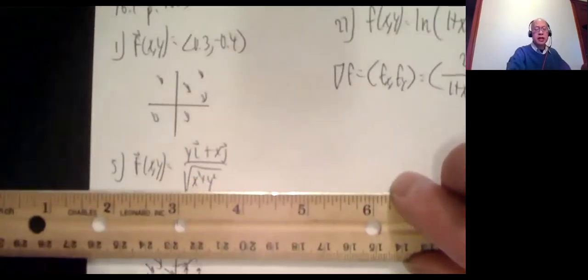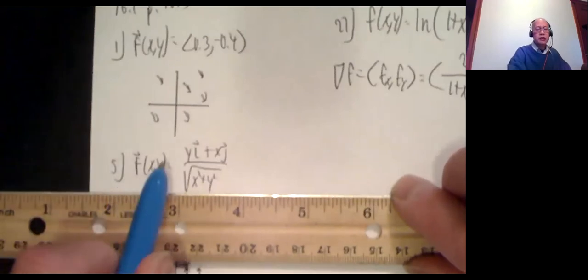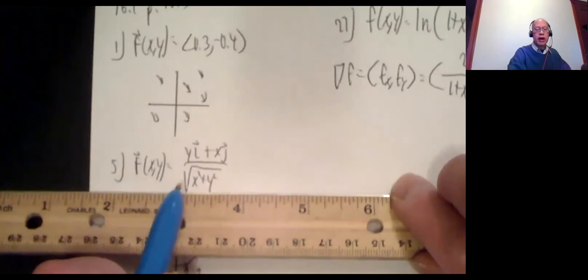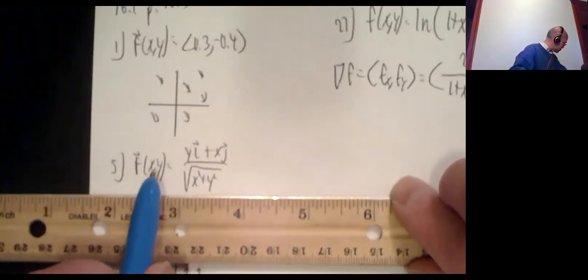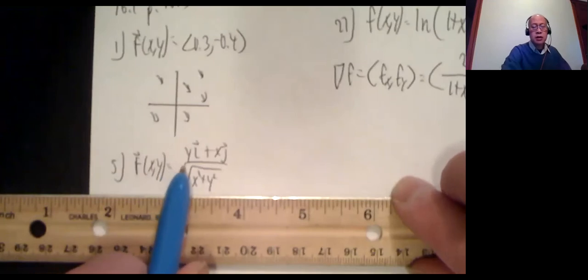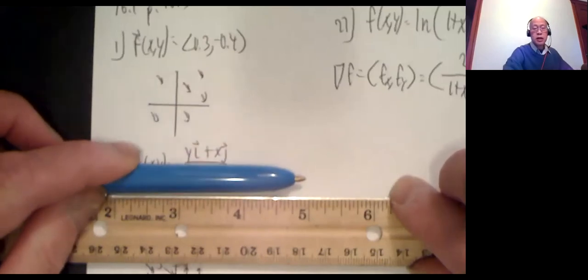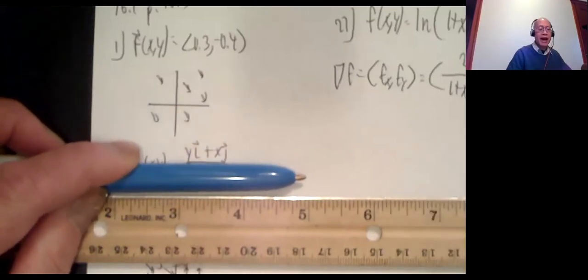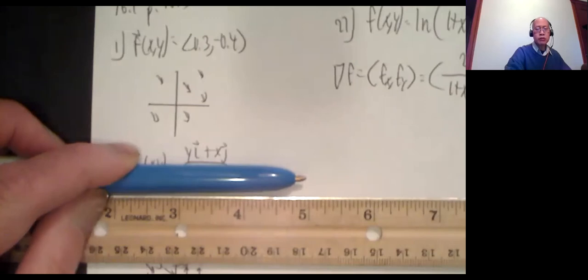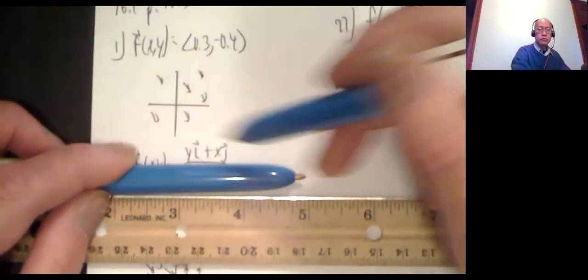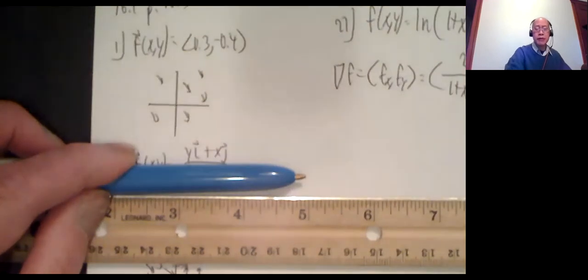Okay, number 5 is much harder, but there's a nice thing about it. F of x, y is (y i + x j) over the square root of x squared plus y squared. Okay, that looks like it'd be much harder. It is. There's something I want to notice about this. Ignore the denominator. What's the magnitude of this vector? Square root of y squared plus x squared, or square root of x squared plus y squared, right? You find the norm of a vector, norm, length, magnitude, just square root of a squared plus b squared, right? Square root of x squared plus y squared, that's the magnitude of the vector, right?